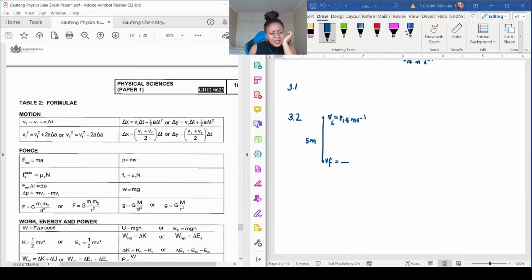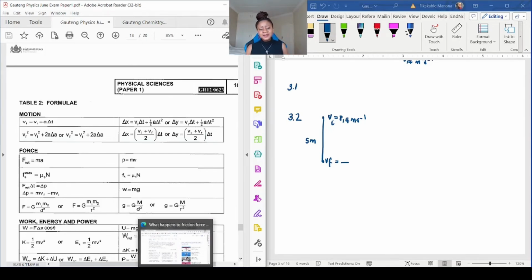I think they wrote this incorrectly: 2a delta a. I think that should be delta y. I hope. This formula sheet, now I have trust issues. Let me just see if I can get a formula sheet quickly, and I'll be back.